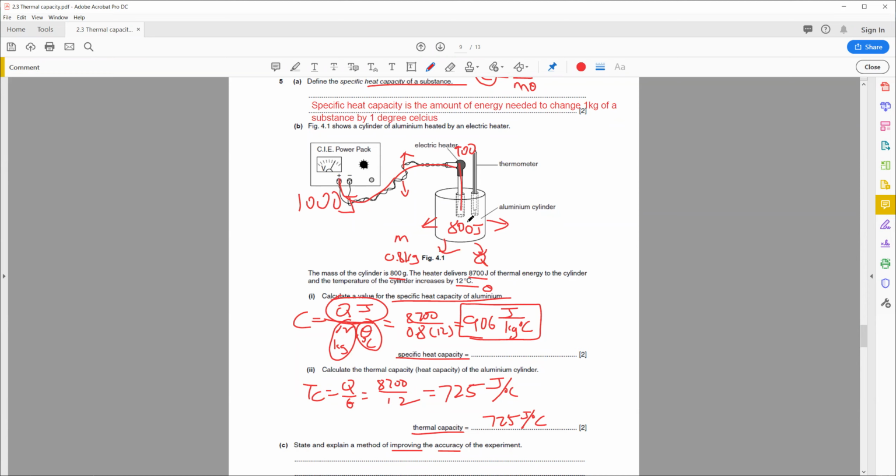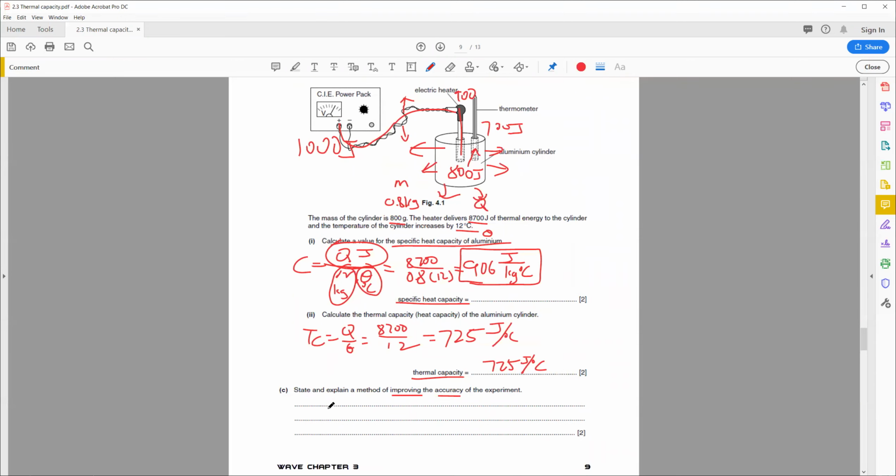And among this 800 joules of energy that was supposed to give a reading to this thermometer, maybe only 700 joules of it is supplied to the thermometer. The rest of it is just dissipated out of the cylinder straight away already. So in reality, whenever we're dealing with all these kinds of heat related questions, guys, anytime that temperature or heat is involved, they always like to ask this question in your IGCSEs. They'll always ask you to explain a method to improve the accuracy of the experiment.